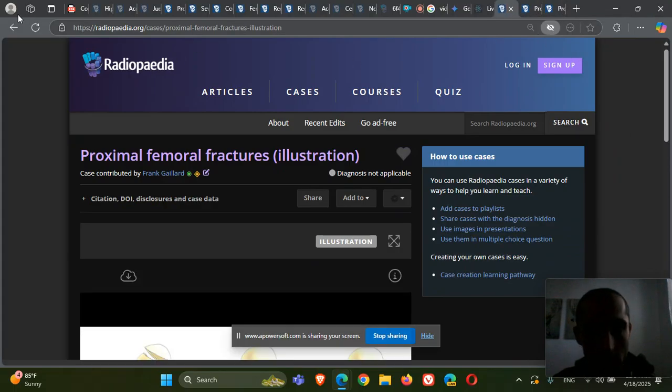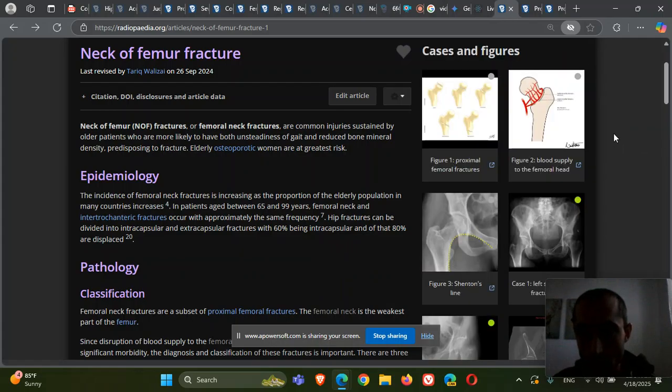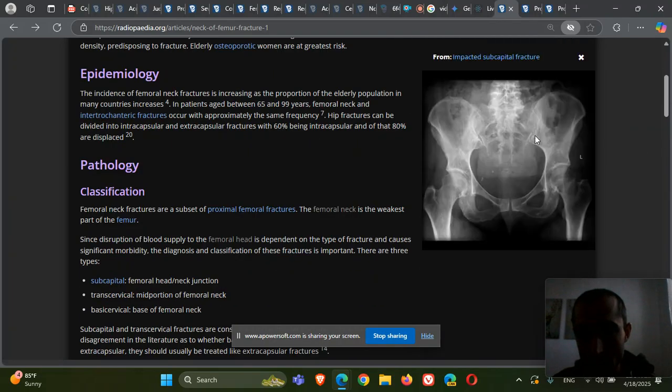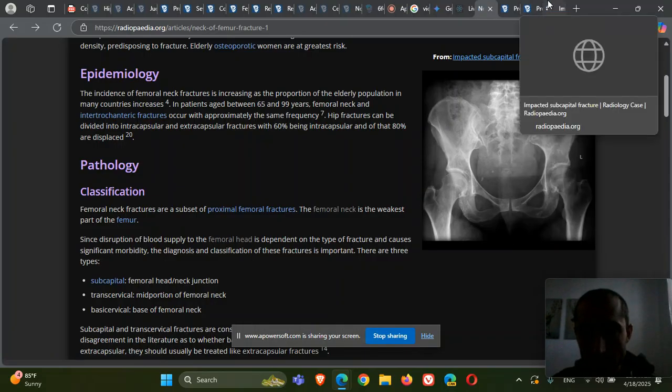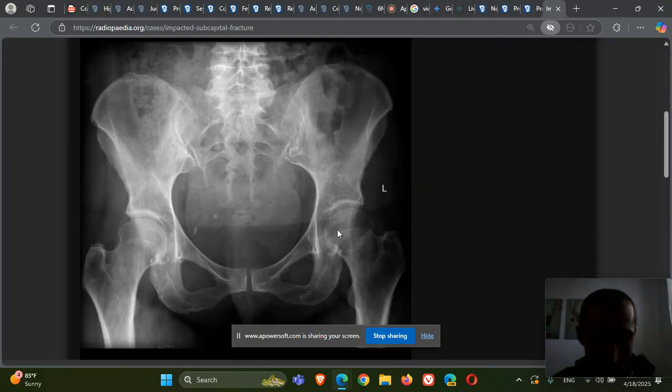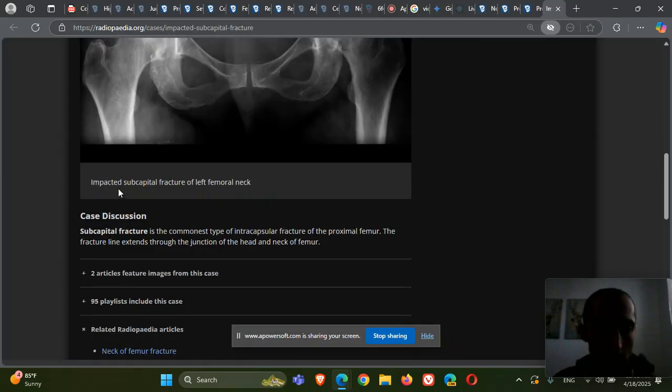So, when we are looking here, we can see of course a femoral neck fracture that is going to this side, which means it's a valgus angulation, which is considered quite non-displaced. So this is an impacted subcapital femoral fracture of the left femoral neck.